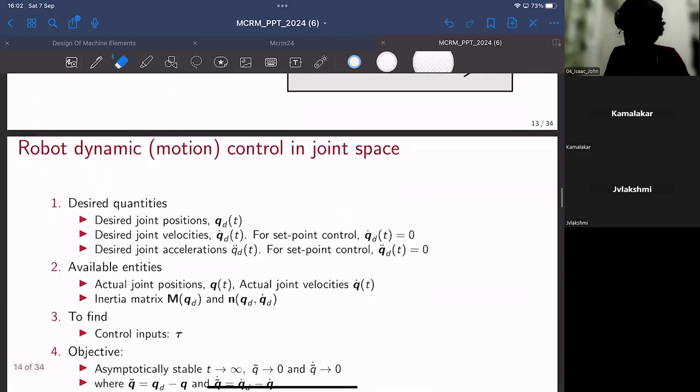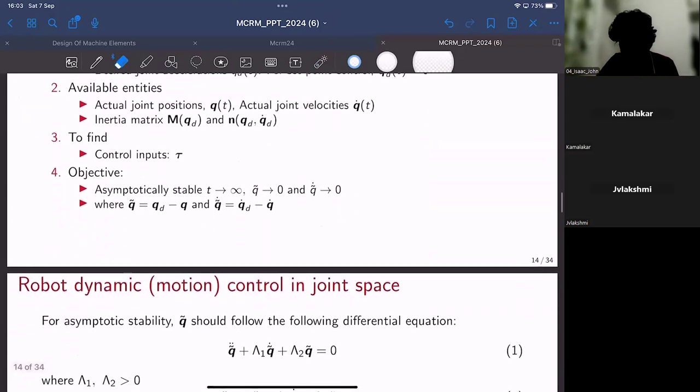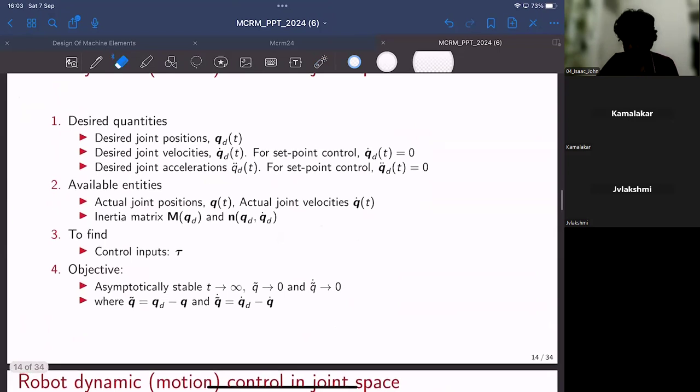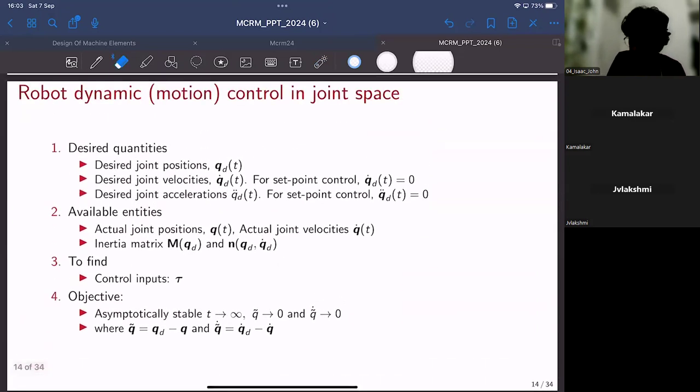So similar thing can be said about this closed loop law, where our objective is to find the dynamic control. In this case, we call this the robot dynamic control. This is also a closed loop scheme.